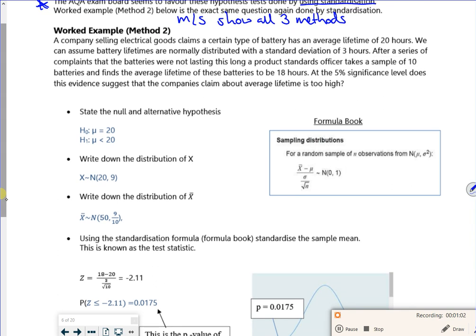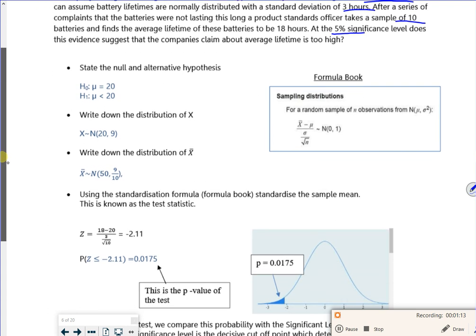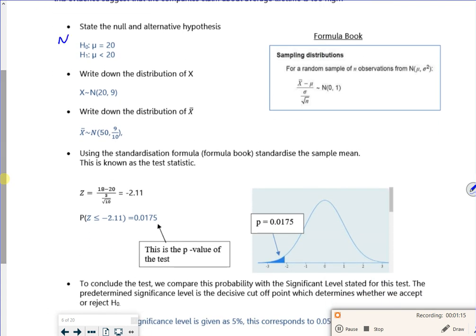So a company selling electrical goods claims a certain type of battery. Also, it's exactly the same idea, but doing it with this other way of doing it. So let's have a look then. So my null, alternative, and my distribution. Really, I'd want to put like 5% sig level. And then T for tail, so one tail. I nearly want that in there.